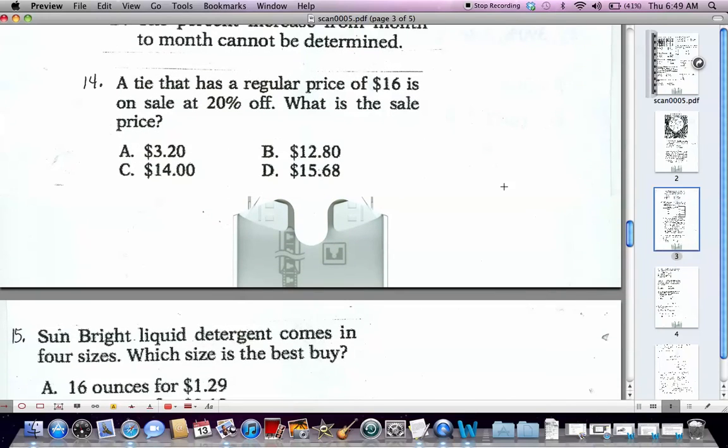Number 14, a tie that has a regular price of $16 is on sale at 20% off. What is the sale price? Okay. So again, you're figuring out this percent off and how much they're selling it for. So its regular price is $16. You're going to take 20% off. You're not subtracting just 20 from that, okay? 20% of 16, okay? All right.